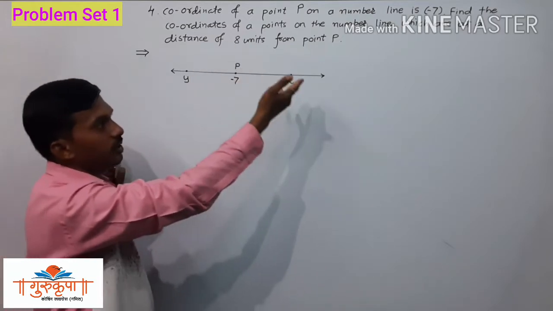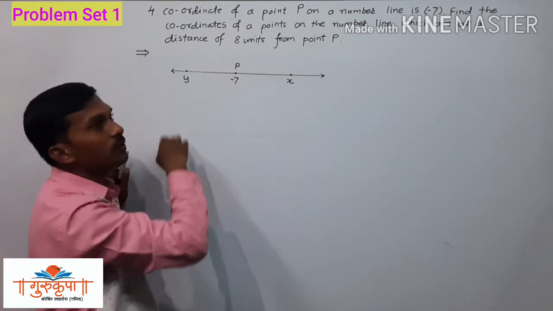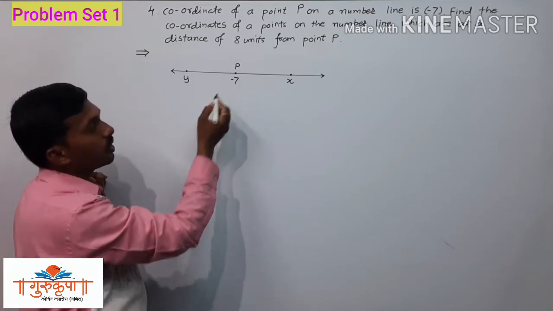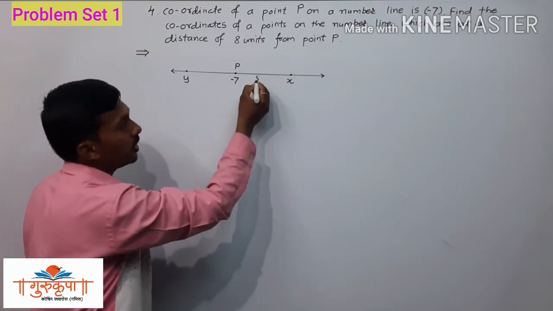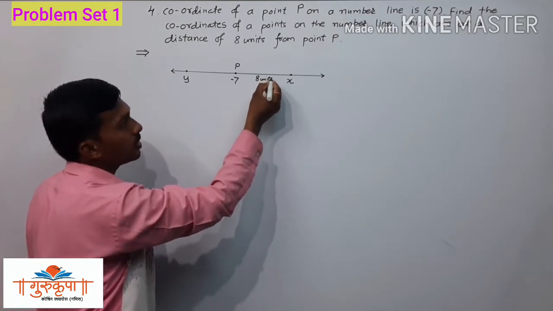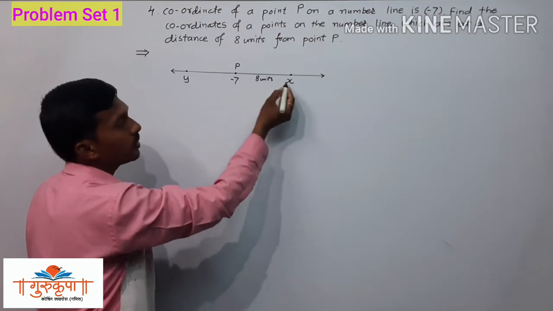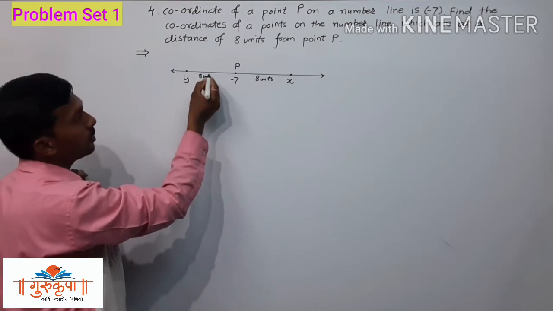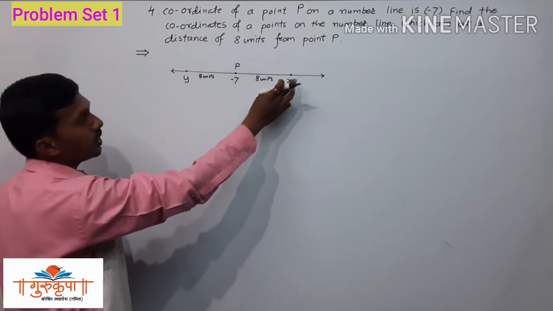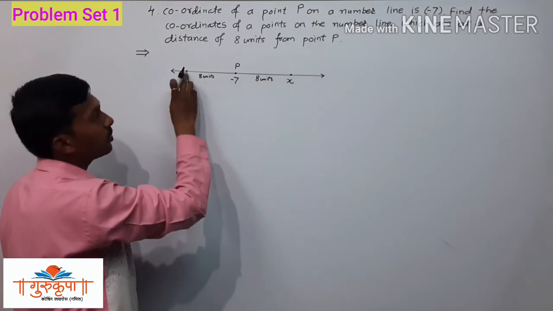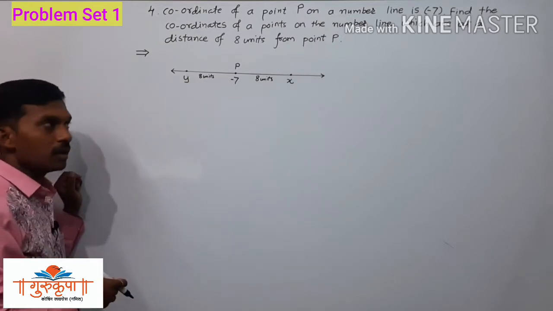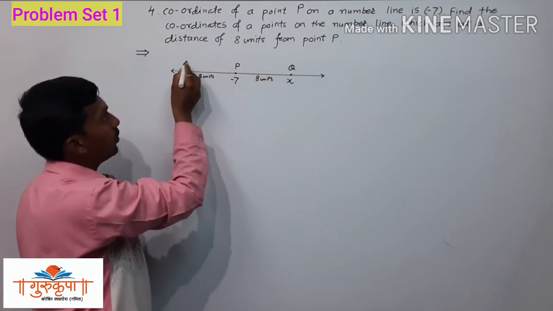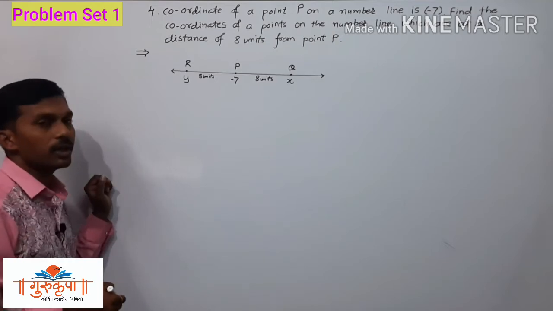One is at the right side of the given point and one is at the left side of the given point. Here we have a point P whose coordinate is -7. This distance is given as 8 units, and this distance is also 8 units, that is the given information. Here we have to find the coordinate of this point and the coordinate of this point. Now we can represent this point as Q and this point as R. We have to find the coordinates of the point Q and point R.